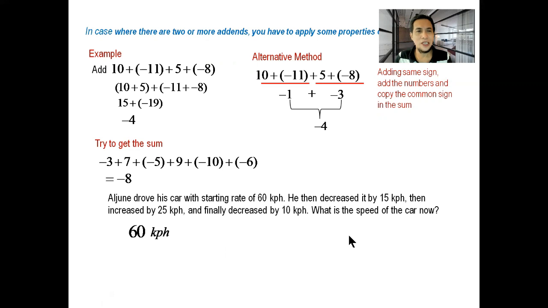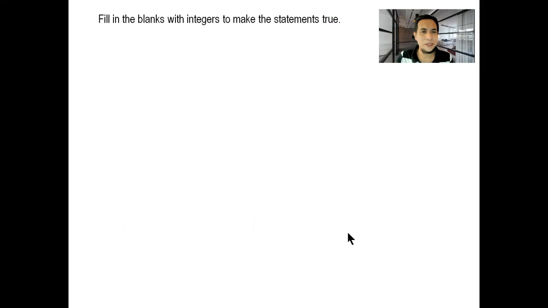Okay, so any question? All right. So let's go to fill in the blanks with integers to make the statement true. This is the application. We'll see if you know the answer for this one. We have negative 7 plus 16. That's 9, because 16 and negative 7 are opposite, so you subtract 16 minus 7.